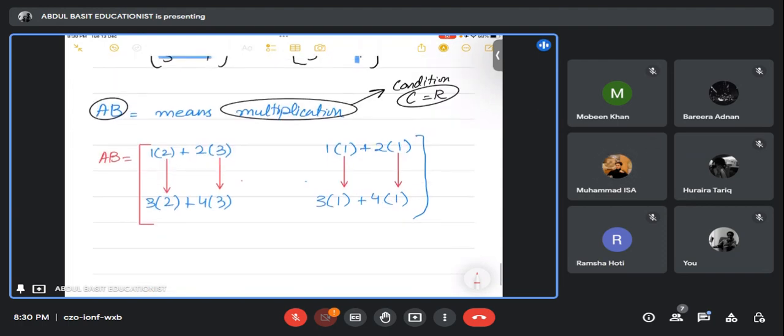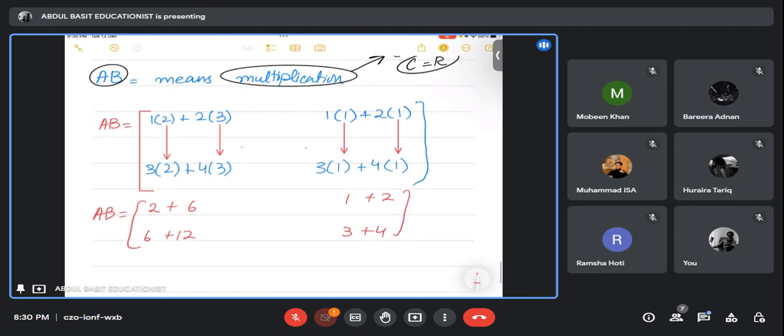Now we have to just do this in this manner: 1 2s are 2, 2 plus 2 3s are 6, 3 2s are 6 plus 4 3s are 12. 1 plus 2, that would be 3 plus 4. So AB is equal to 8, 6 plus 12 is 18, 1 plus 2 is 3, 3 plus 4 is 7.